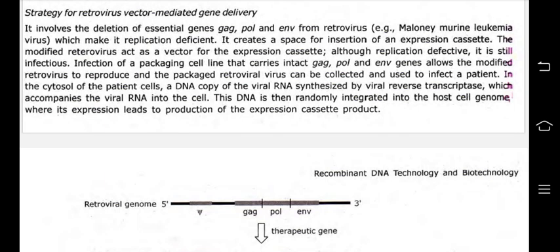Strategy for retrovirus vector-mediated gene delivery. It involves the deletion of essential genes gag, pol, and env from the retrovirus murine leukemia virus, which makes it replication deficient. It creates a space for insertion of an expression cassette. The modified retrovirus acts as a vector for the expression cassette. Although replication defective, it is still infectious.